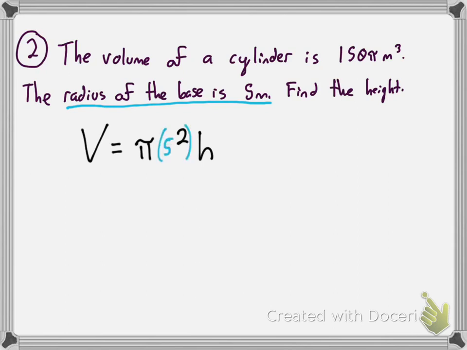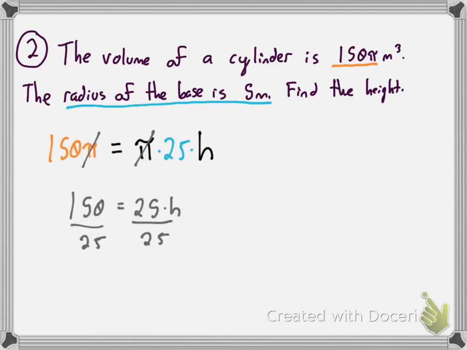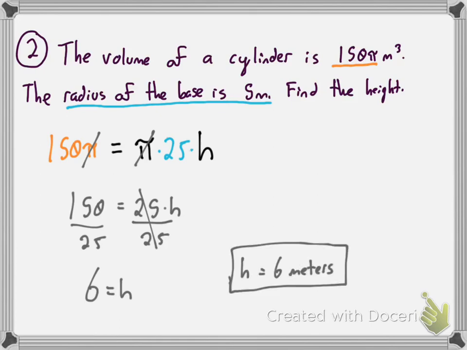But what's important to note here is that I'm taking the radius and I'm squaring it. So that 5 squared is going to turn into 25 when I plug it into the formula. From there, I'm given that my volume is 150 pi, so I'm going to plug that in for my volume. And now, all I got to do is solve. Again, I'm going to get rid of pi on both sides. Divide both sides by 25. And I see that my height is 6 meters.